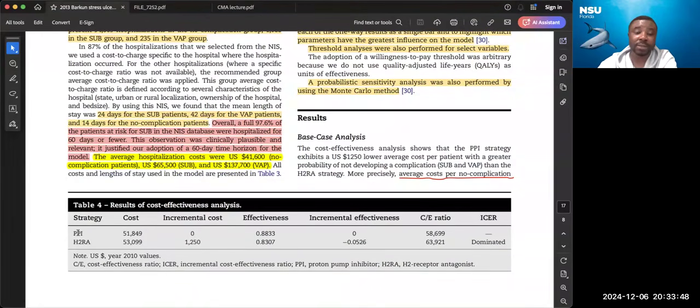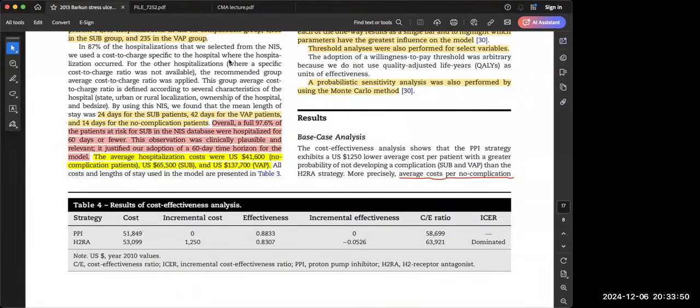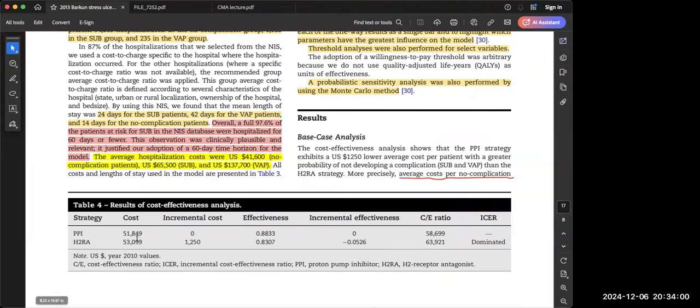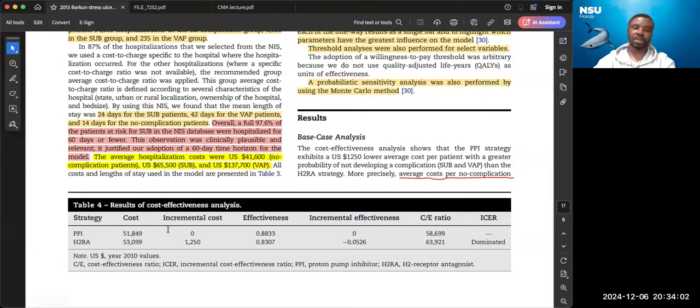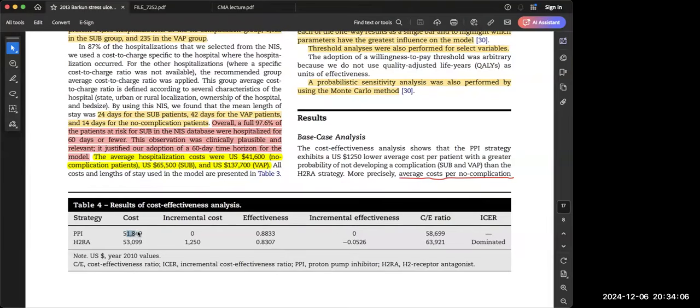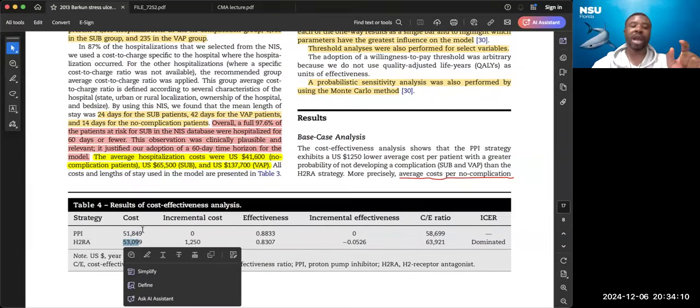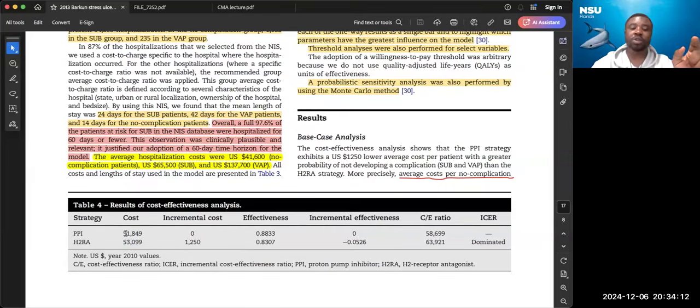Sorry, I have a question. So those costs there in the table, the $51,849 and $53,099, it's going to be the weighted cost? Yeah, so this is the weighted cost, the calculation that we did. Okay, thank you. This is after the decision tree. So they did the decision tree, and this is what they had as their costs.